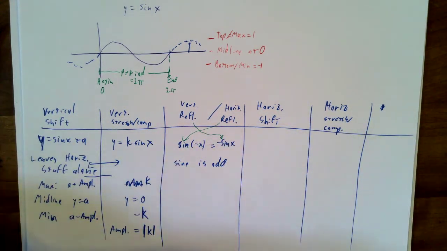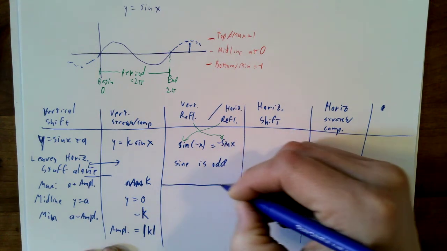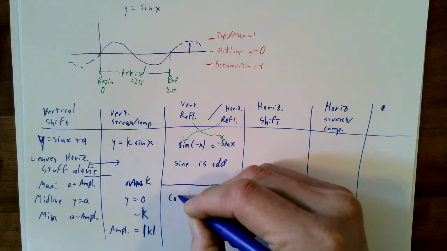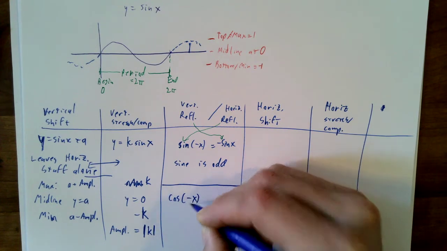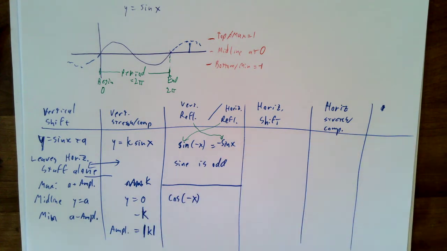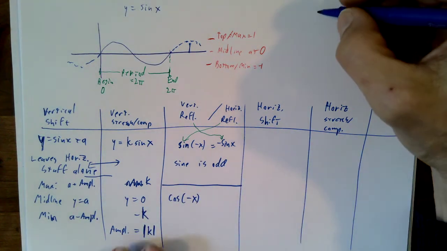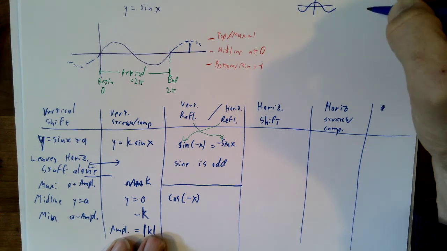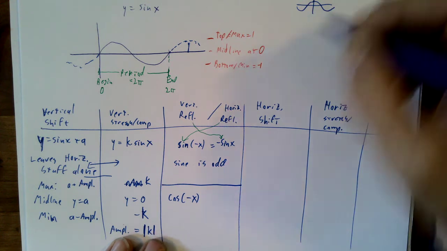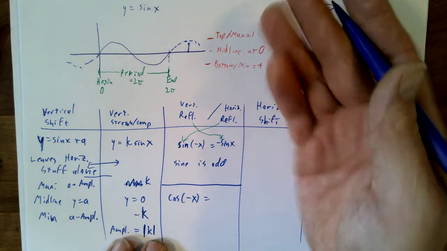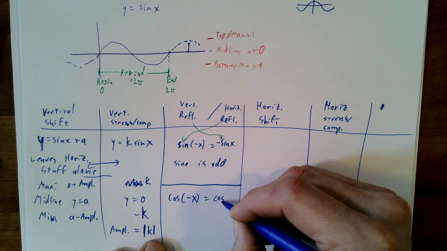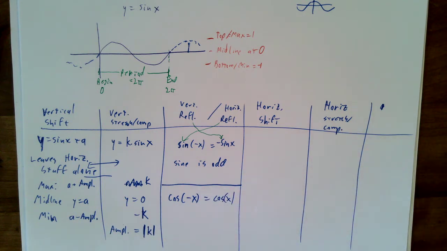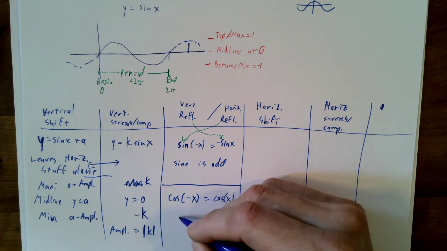This one is different with cosine, so I'm trying to summarize quickly. But if we do the cosine of minus x, if you take a cosine graph and flip it this way, well, cosine kind of does the same thing on both sides. Cosine is an even function. So if I flipped it over vertically, I'd get the exact same graph back. I'd get this thing.